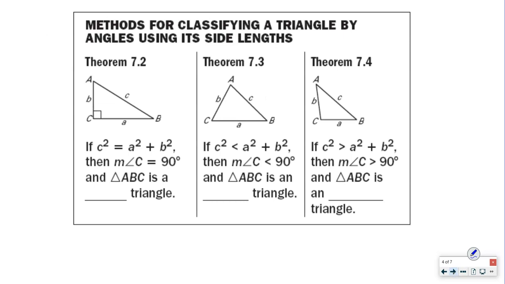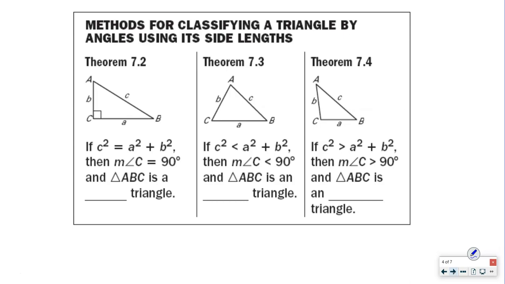All right, so methods for classifying a triangle by angles using its side lengths. So there's more information we can get using this Pythagorean theorem setup than just determining if it's a right triangle or not. We can also tell if they're acute or obtuse triangles using this method. Now, remember, if they come out equal, they're going to be right. But if they don't come out equal, that's going to tell us whether it's acute or obtuse, and we'll talk about which way is which.